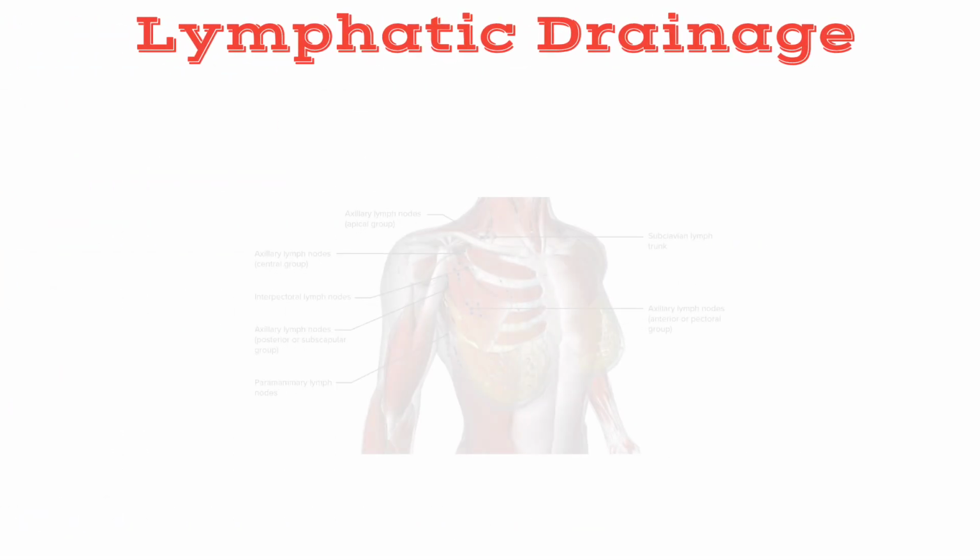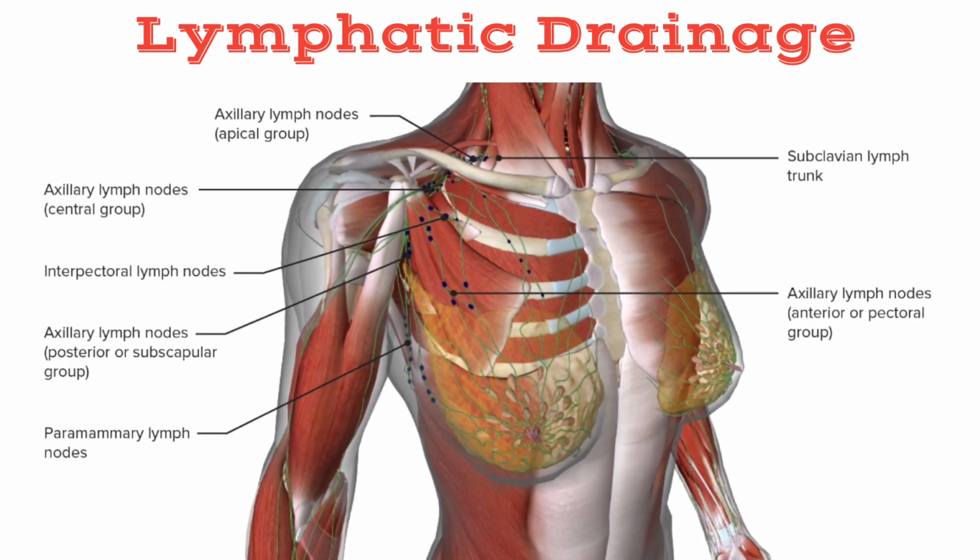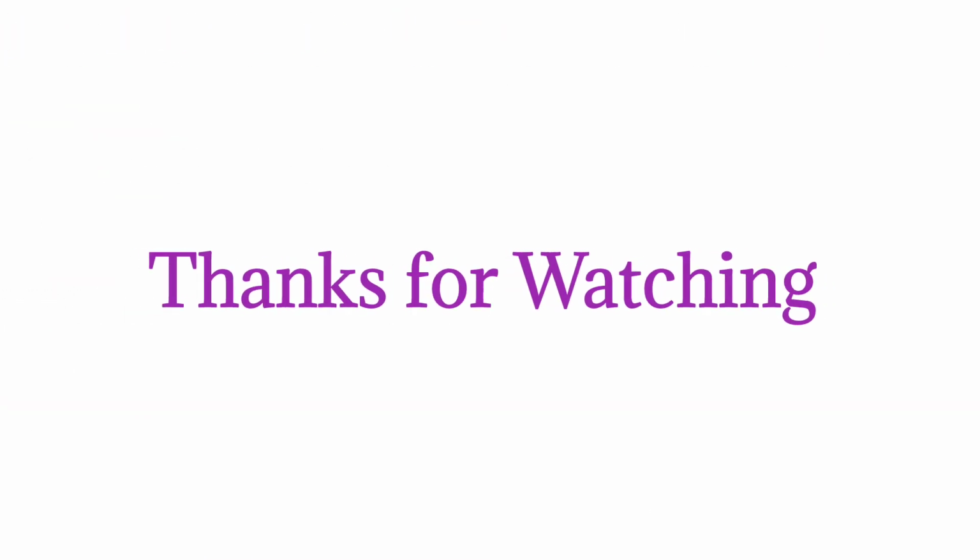Lymphatic drainage of the breast. The lymphatic system is an important part of the anatomy of the breast. It is responsible for carrying waste products and excess fluid from the breast tissue. The lymphatic vessels of the breast drain into nearby lymph nodes, which help to filter and monitor the breast for any potential cancer cells.